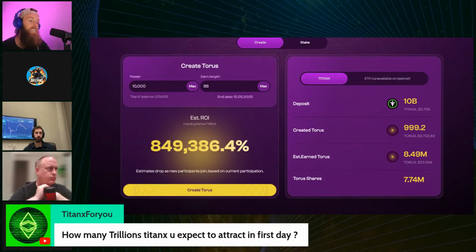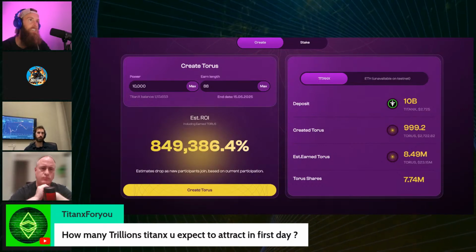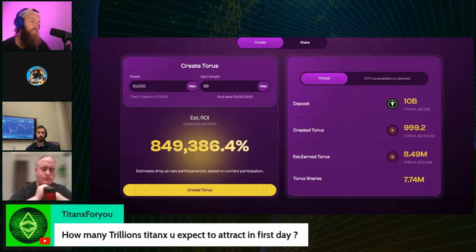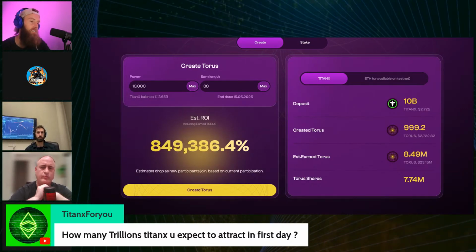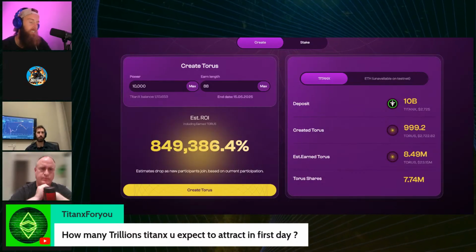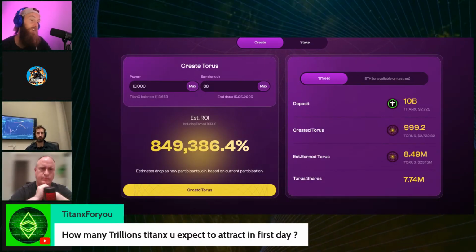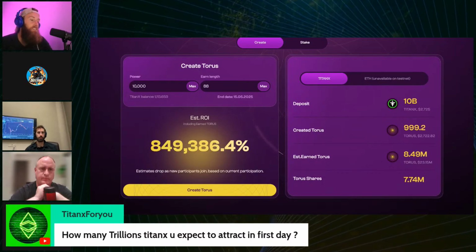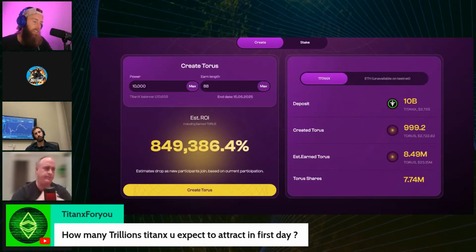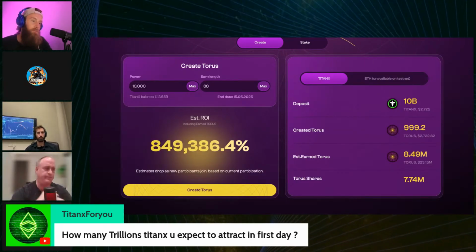If it's not 5 to 10 trillion TitanX, I think it would be the equivalent in a combination of TitanX and ETH. That's my goal to bring in. If it's ETH as well, that's amazing, because that's probably new users, which is honestly just as good, if not better in its own respect. So that's a goal, we'll see what happens, but my goal is to hit that.